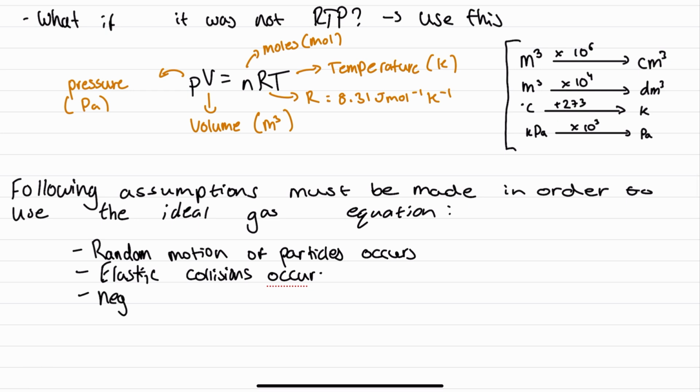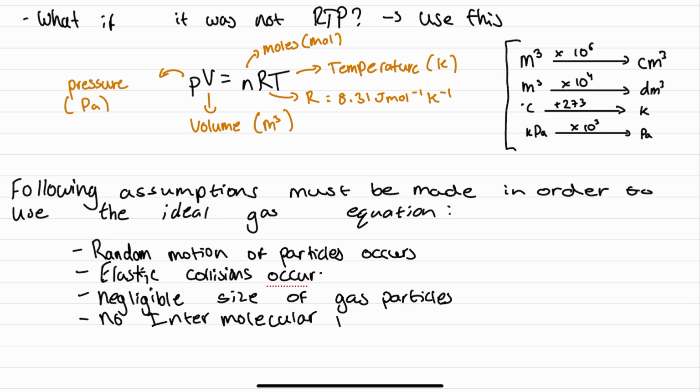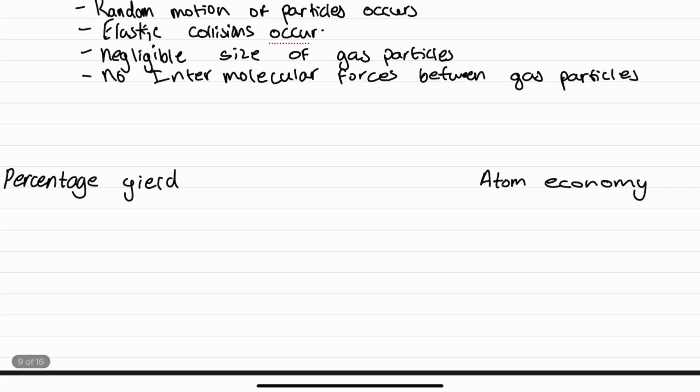Number three, negligible size of gas particles. That's fairly self-explanatory. And number four, there are no intermolecular forces between gas particles. This means that as two gas particles pass by each other, they won't slow down due to any intermolecular forces. Now, to round off the content for this chapter, we just have to quickly go through percentage yield and atom economy.